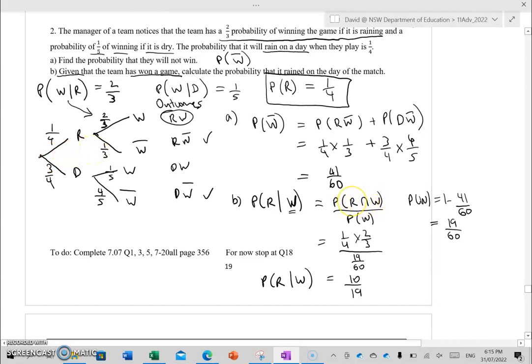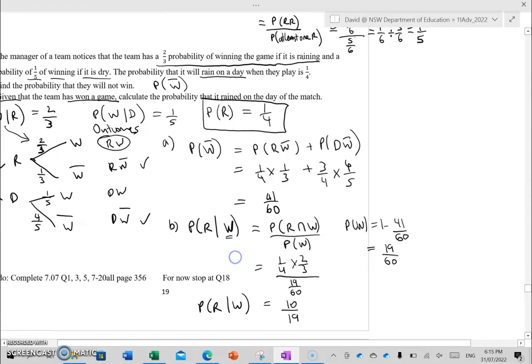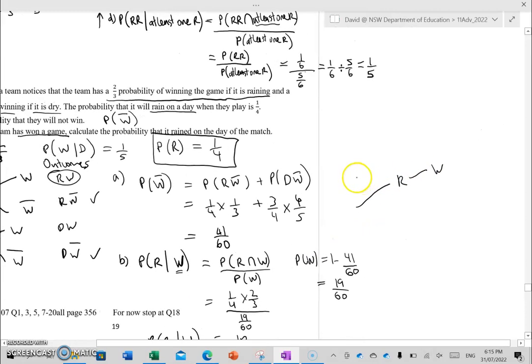Just one thing that I want to highlight is that if you look at this last question here with the numerator and look at the tree diagram and do a bit of connecting, you'll notice the following. So I'll do it over here. You've got rain, you've got win, and on the first branch that would be the probability of it raining. The second branch will be probability of winning given that it's rained. And the end here, the rain win, that's the probability of the intersection of rain and win. So that's the probability of rain and win.